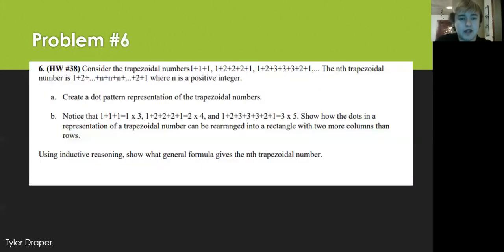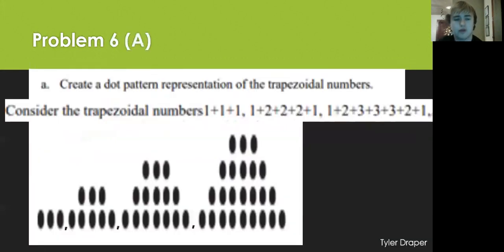Okay, problem 6. Consider the trapezoidal numbers 1 plus 1 plus 1, 1 plus 2 plus 2 plus 2 plus 1, 1 plus 2 plus 3 plus 3 plus 3 plus 2 plus 1. The nth trapezoidal number is 1 plus 2 plus up to n plus n plus n plus 2 plus 1, where n is a positive integer. Okay, so create a dot pattern representation of the trapezoidal numbers. So we'll go to 6A here, create a dot pattern.